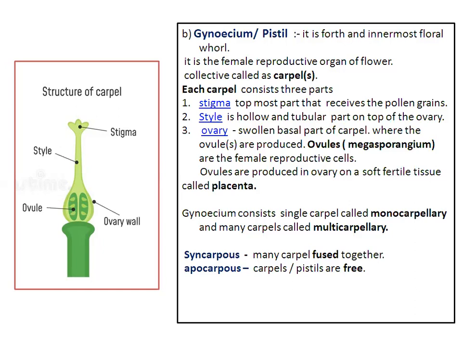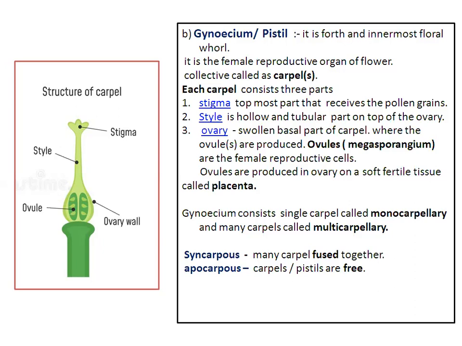The gynoecium or carpel again consists of three parts: stigma, style, and ovary. The stigma is the topmost part that receives the pollen grains. During pollination, when the anther bursts, pollen grains are liberated, and these are received by the stigma with the help of different pollinating agencies. Then the style is a hollow tubular part on top of the ovary. It connects the stigma and ovary.